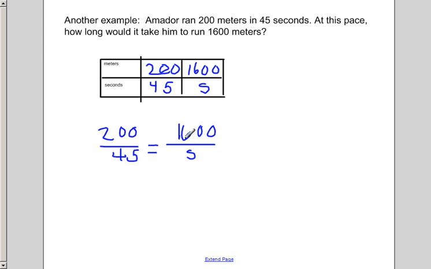200 times 8 is 1,600. 45 times 8 is 360. So S equals 360. We started with our open proportion and then found the solution to our proportion. S is equal to 360, so it would take Amador 360 seconds, which is equivalent to 6 minutes, to run this 1,600 meters.